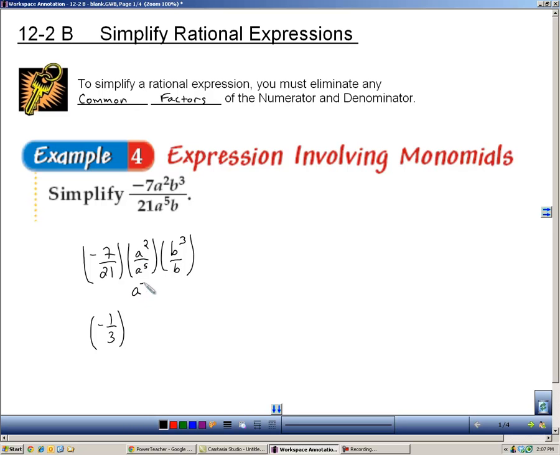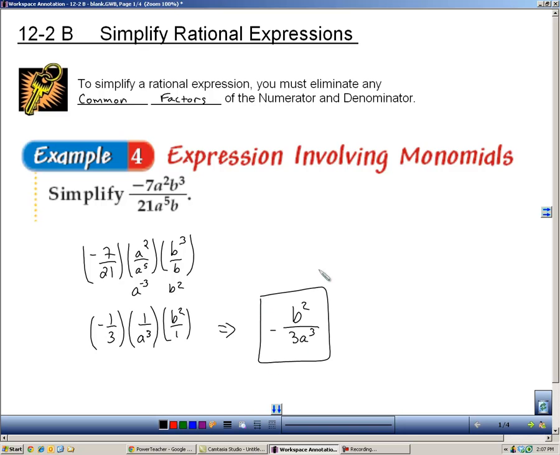So here we're going to get a to the negative third, but we can't have an a to the negative third, so we're going to put it on the bottom of the fraction and make it an a to the positive third, putting it underneath 1. Here we get b to the second, which is okay, so we just leave that as b to the second over 1. Now combining everything on the top, we get b to the second. On the bottom we get 3a cubed, and it's still going to be negative.